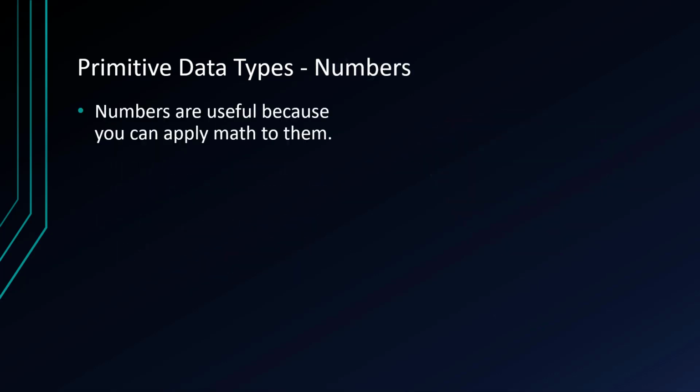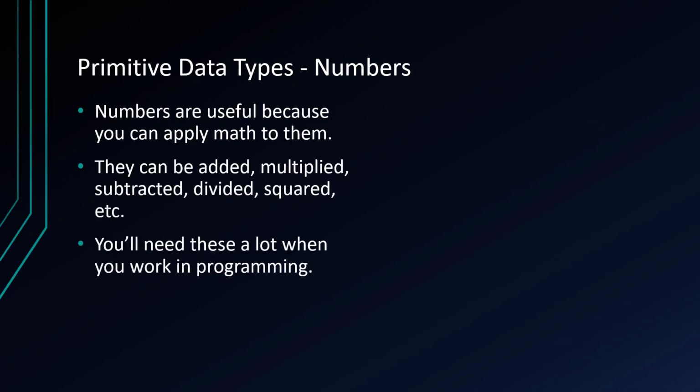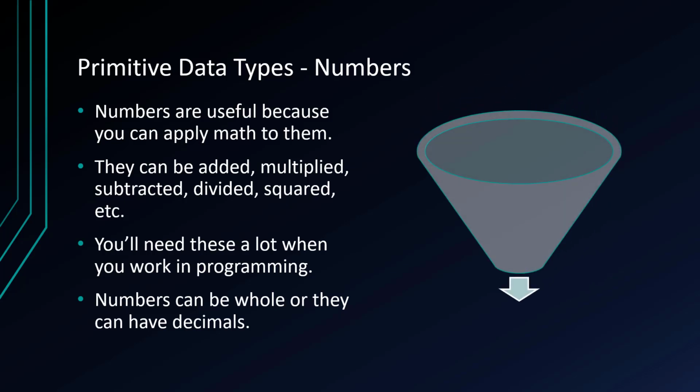A number is really cool because we can apply math to them, we can divide them and multiply them and square them, and all kinds of mathematical operations. And you'll use these a lot when it comes to programming. Numbers can be whole, they can have decimals. Different programming languages declare them in different ways.